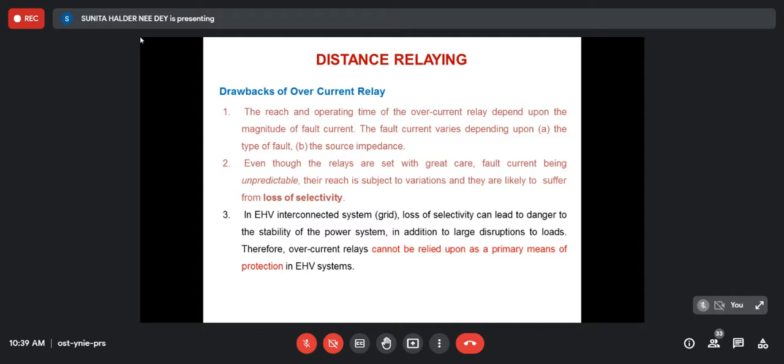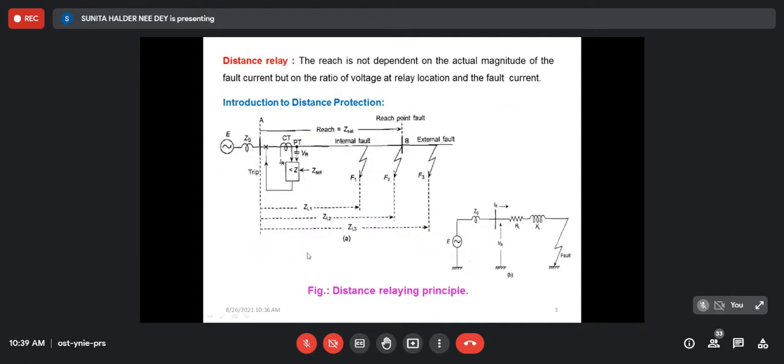But in the case of a transmission line, the fault current changes very widely throughout the length of the line. So in that case, the setting of a relay is very difficult for transmission line protection if we are using an overcurrent relay. That's why we use the distance relay.